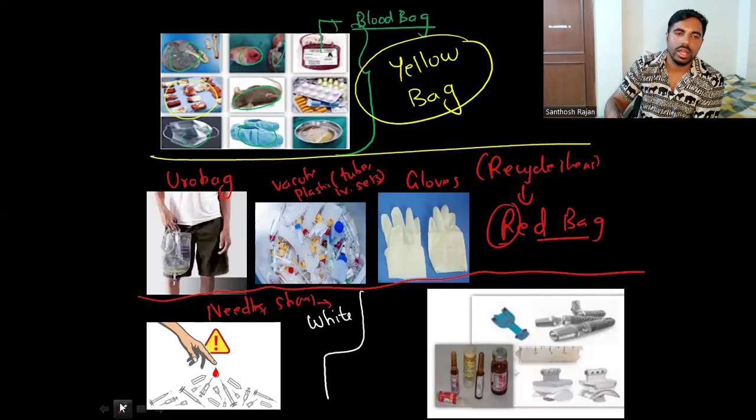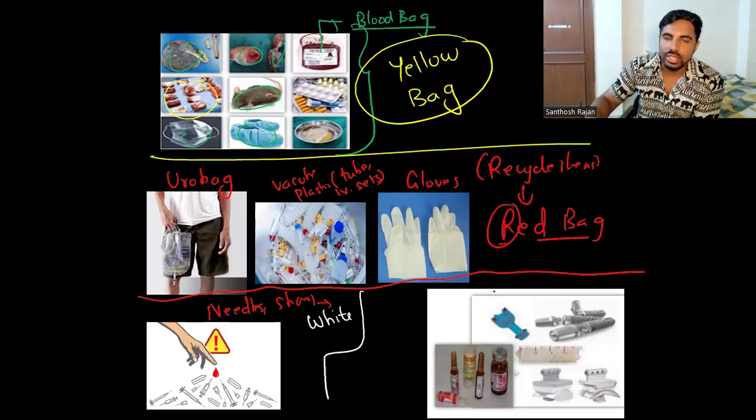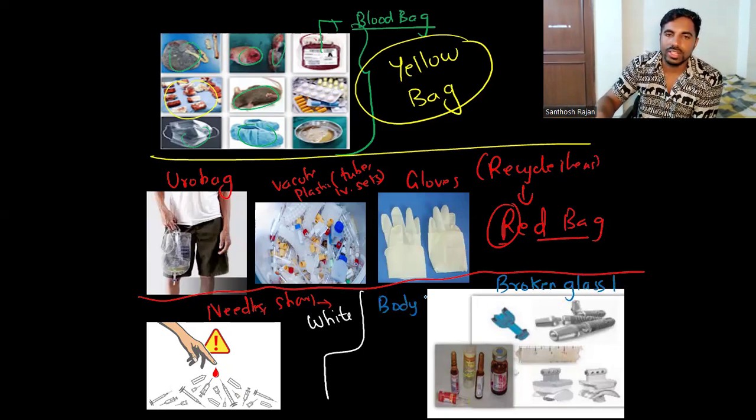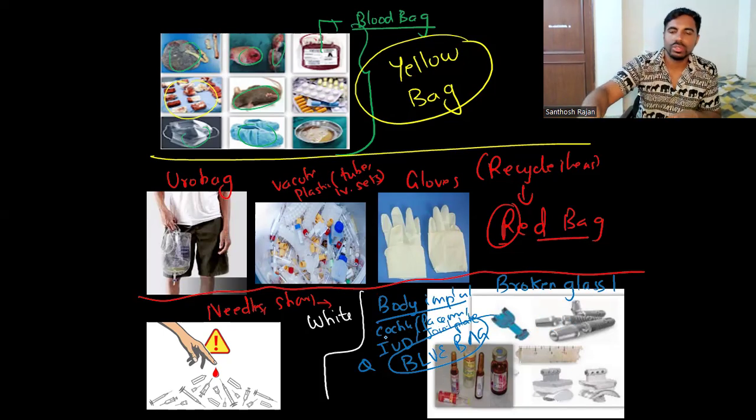Now the last ones. Anything like broken glass, body implants. Implants means I'm talking about cochlear implant, pacemaker, intrauterine device, IUD devices. All these things go into which bag? Blue bag. That's why I'm putting blue color. Even the ortho plates, the plates for fracture, steel, everything goes into the blue bag. That's it. This is the short view. I'm just going very quickly. And broken glass means all the slides and everything goes there only.